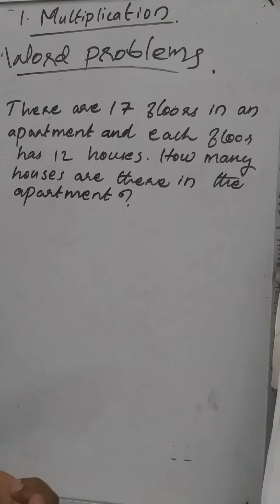Now let's do one word problem. Our question is, there are 17 floors in an apartment and each floor has 12 houses. How many houses are there in the apartment? Here we know the number of floors in an apartment. There are 17 floors and we know the number of houses in each floor. So for finding the number of houses, we have to multiply the number of floors by the number of houses.